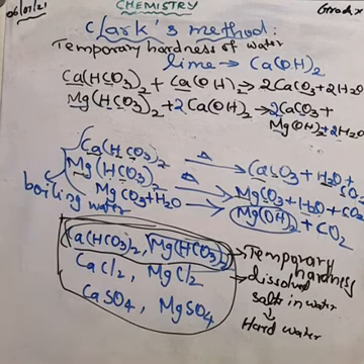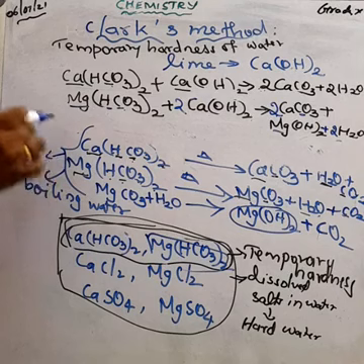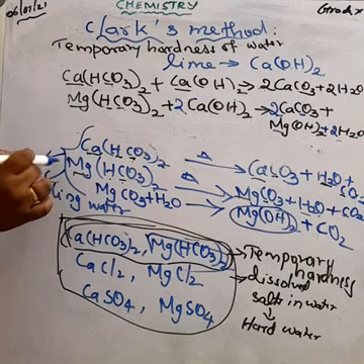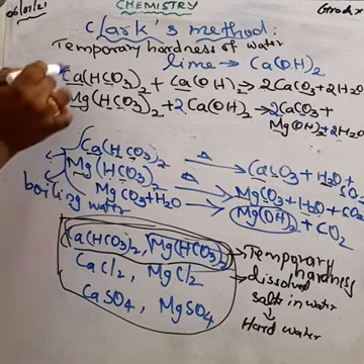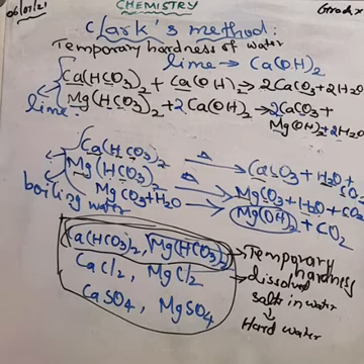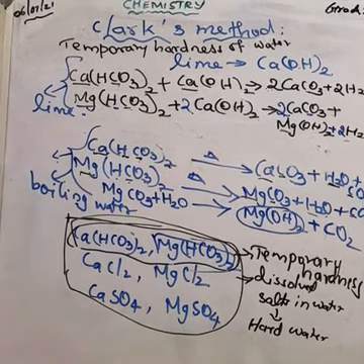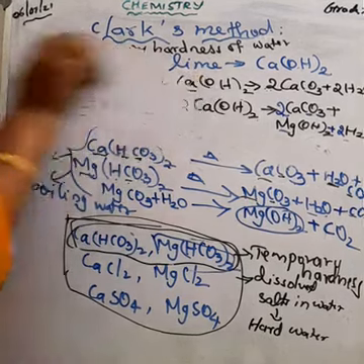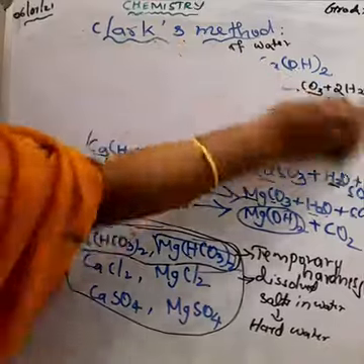So temporary hardness, the dissolved salts present in the hard water, we can easily remove by boiling the water or by adding lime to the hard water. We can remove the temporary hardness of the water. Understood? Then we are going to study how we can remove the permanent hardness from the hard water.